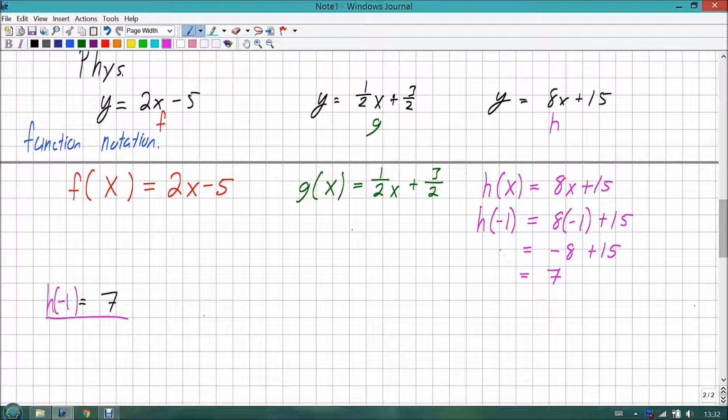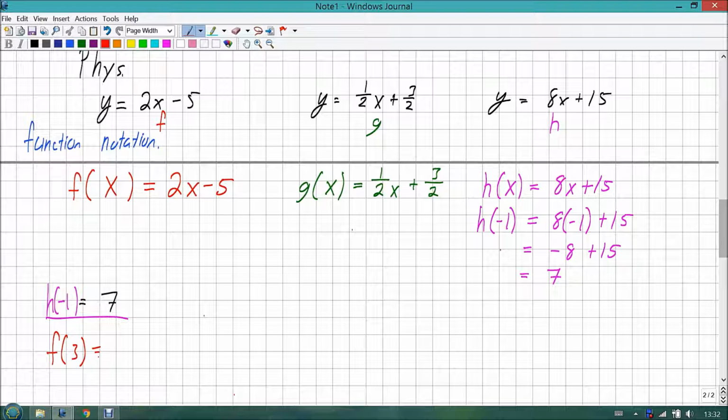So this way, not only do I know which function I got that 7 from, but I also know what input gave me that 7 as an output. Now let's try a couple of others to make sure that we're getting this down. Let's say for a moment that I have f of 3.